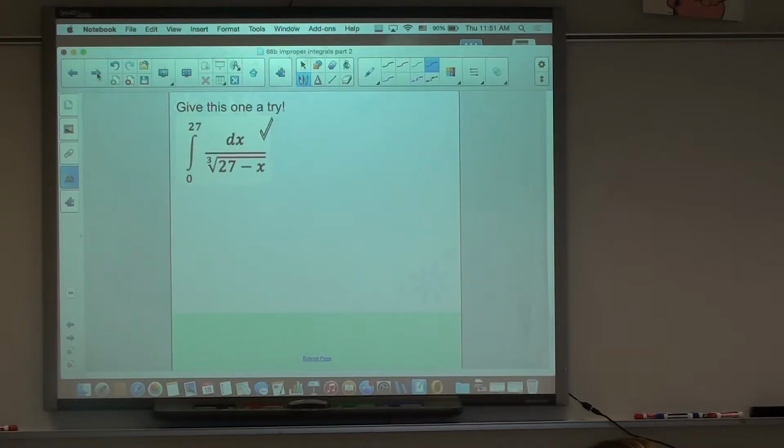Hey guys, where is the vertical asymptote for this function? At what value of x? 27, because that's what makes you divide by 0. So we need to do a limit as x, or as a, approaches 27. That's our upper bound. We're going to do it from the left or the right? From the left. So we're doing a limit as a approaches 27 from the left.